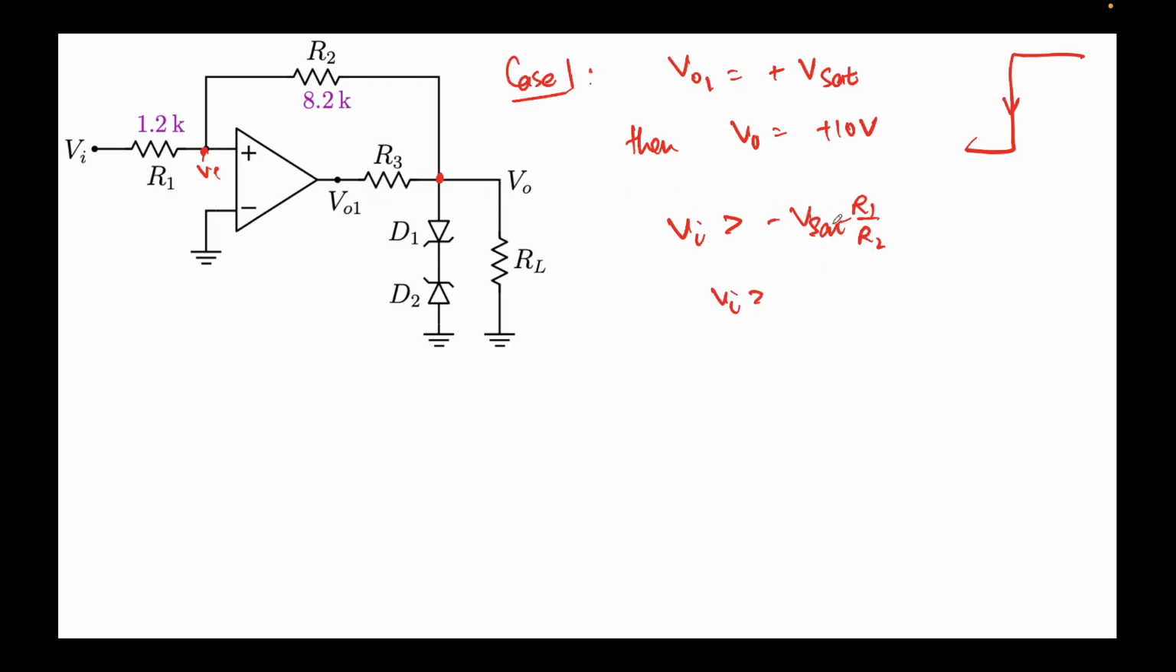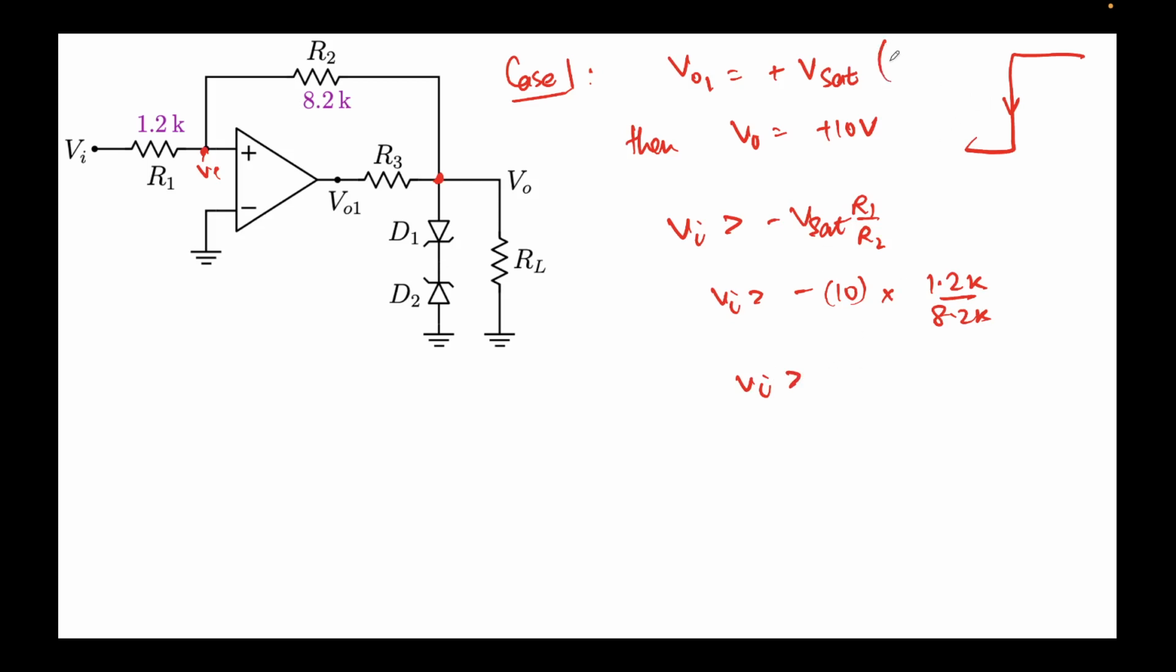the circuit was not there, so in this case it will be minus 10 because this is being fed to the non-inverting terminal. Earlier it was this output directly, right? But in this case it's this plus 10. So it will be minus 10 times 1.2k over 8.2k. So Vi must be greater than this value.